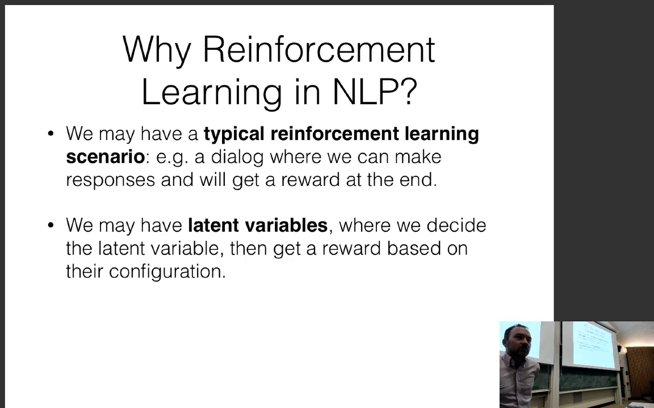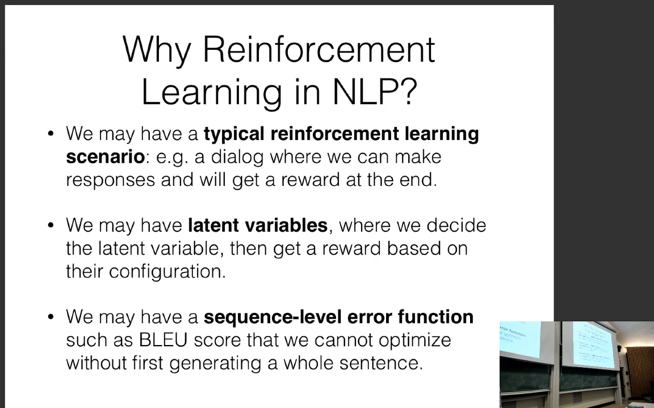Another reason why you might want to do reinforcement learning in NLP is because you have some latent probabilistic variables that you want to do some sort of optimization over. So you might know your inputs and your outputs. Your input might be text and your output might be a label or something like that. But in order to get the label, you might choose the structure of the sentence, like a tree structure, dynamically to give you the best prediction result. This would be another example, and I'll give more examples of this later.